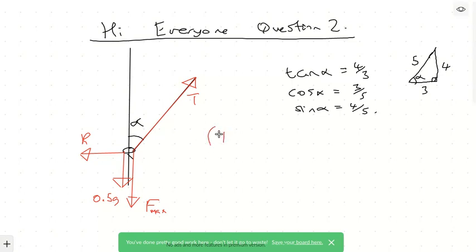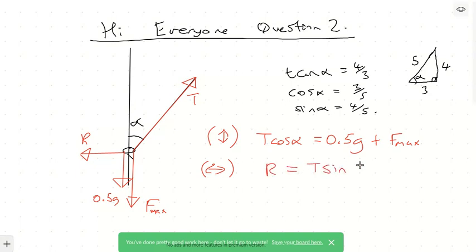It's in equilibrium, so we can say uppies equal downies, and that will be T cos alpha equals 0.5 G plus F max. But we've also got lefties equal righties, so R equals T sine alpha. We're now in a position to find the tension, I guess, because remember, F max is mu R.